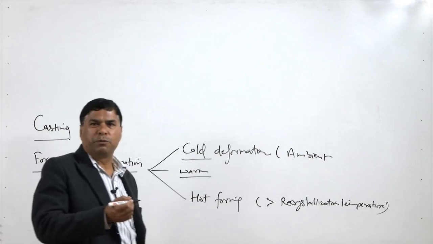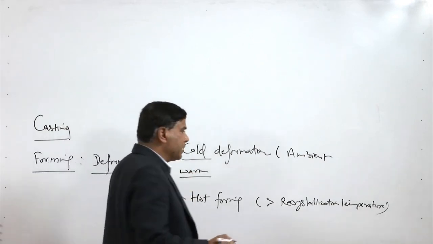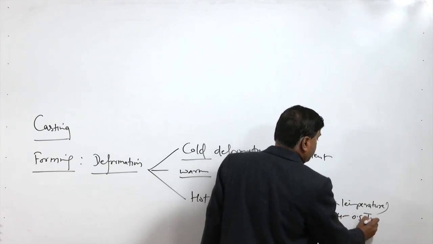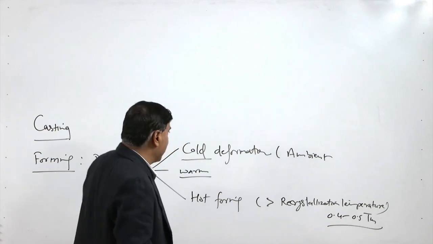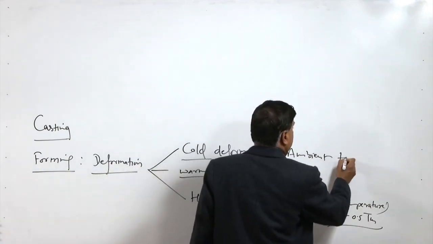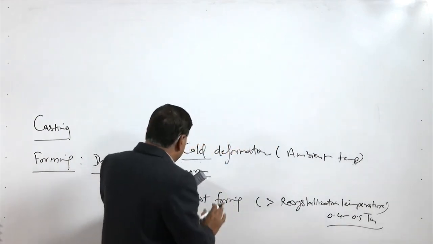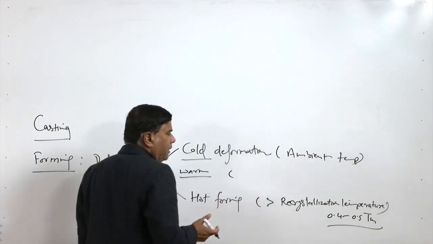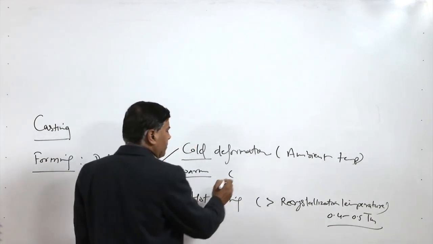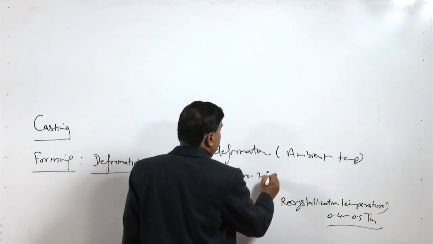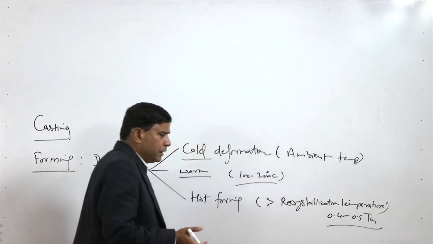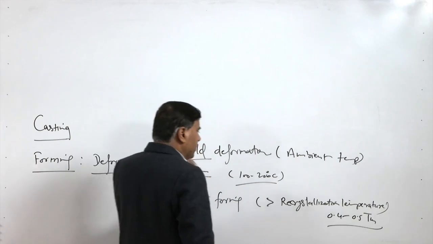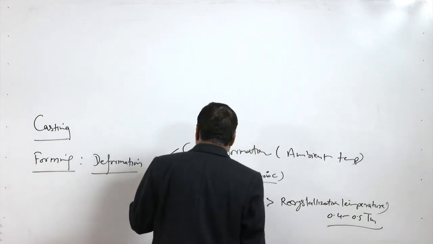So, which is about 0.4 to 0.5 times of the melting point of the material in Kelvin, that is the recrystallization, and this is under the ambient temperature conditions. While warm forming is carried out very much below the recrystallization temperature and above the ambient temperature, maybe like 100 to 200 degree centigrade heating is carried out, say for the steels, but certainly it is below the recrystallization temperature of the material for the warm forming.